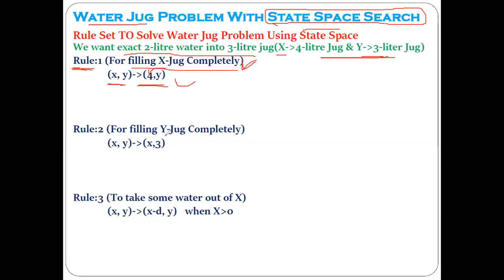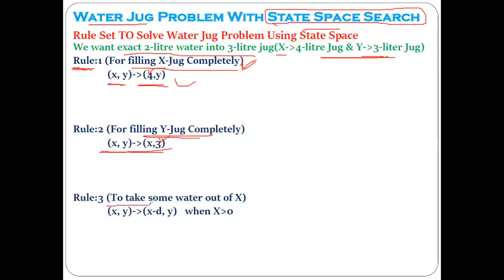Now suppose you want to fill the Y jug completely, just opposite to that. So this rule will be utilized here: X comma Y implies X comma 3. Because the capacity of the second jug is how many liters? 3 liter. Understood.